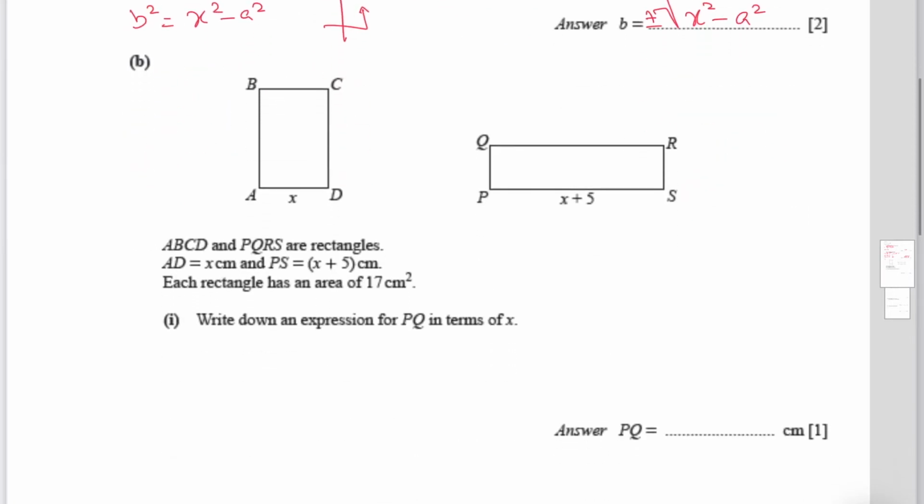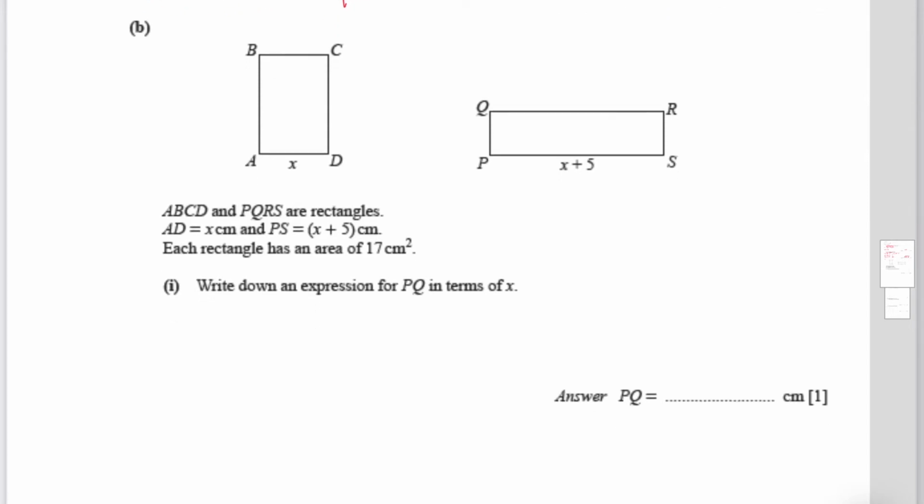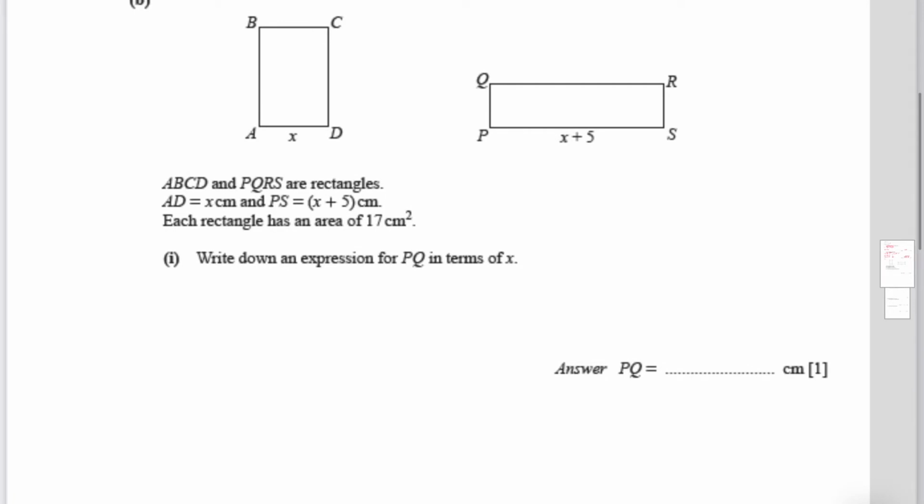The next part says, in the next part they've given us two rectangles and the question says A, B, C, D and P, Q, R, S are rectangles. AD is x centimeters and PS is x plus 5 centimeters. Each rectangle has an area of 17 centimeters square. Write down an expression for PQ in terms of x. This is the width. Width is PQ.